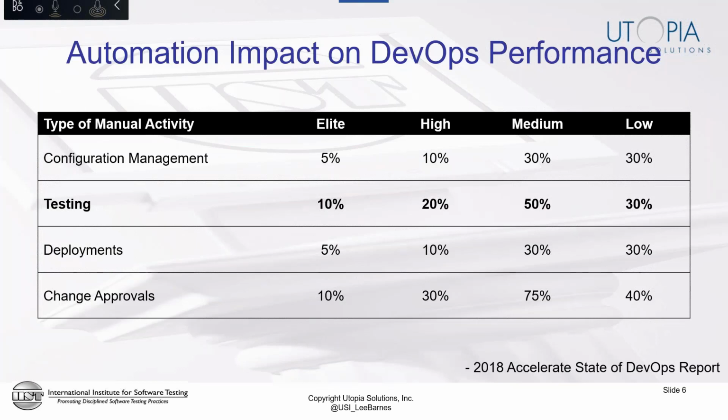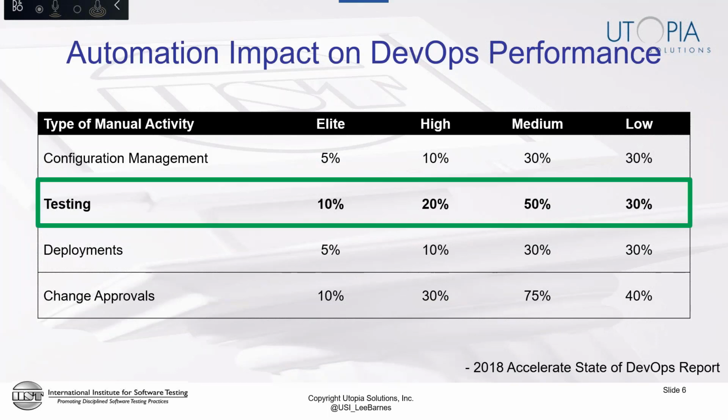So I think another way to look at the importance of test automation is to look at the level of automation across different categories of DevOps performers. This data is from DORA's 2018 State of DevOps report that shows the level of manual work across different categories of DevOps activities, including testing. And as you can see, the high and elite performers have quite a bit of test automation as well as other automated activity compared to their lower performing counterparts. So it's a good indication that if you want to be successful with DevOps, you need to be successful with test automation.